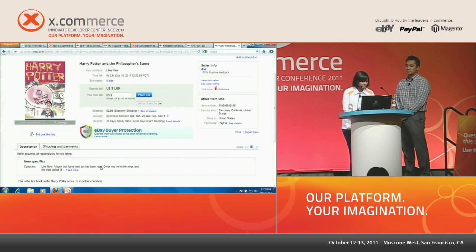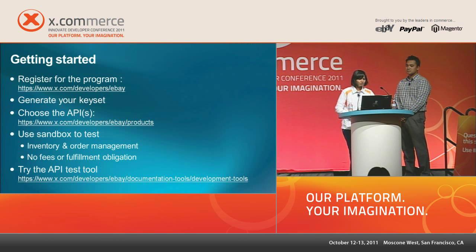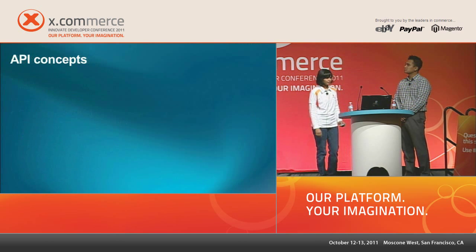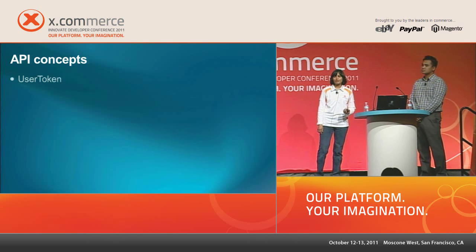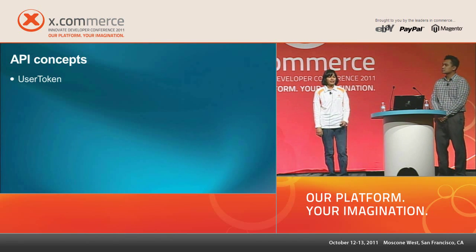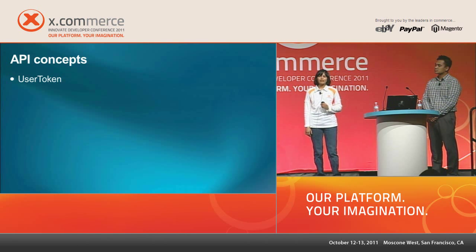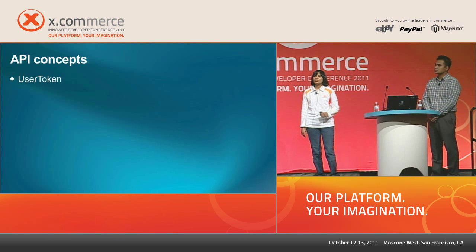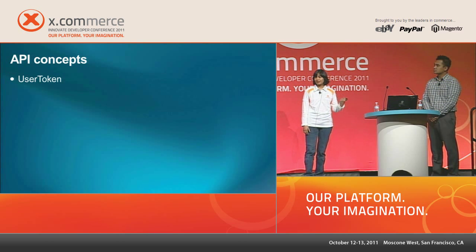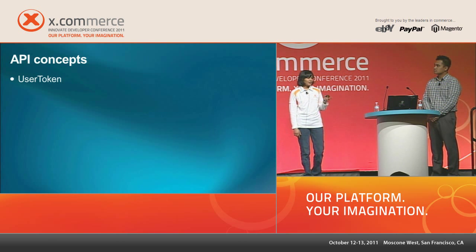All right, so let's take a look at some of the concepts that we covered. So the first one was user tokens. Again, not all API calls require user tokens. It's only if you're getting information that's specific to a user, that's private to a user. Those APIs require user tokens. Others just require an app ID. In the case of the Finding API, the demo that I did, you just needed your app ID. You didn't need any user tokens. And for the Trading API, you needed user tokens.